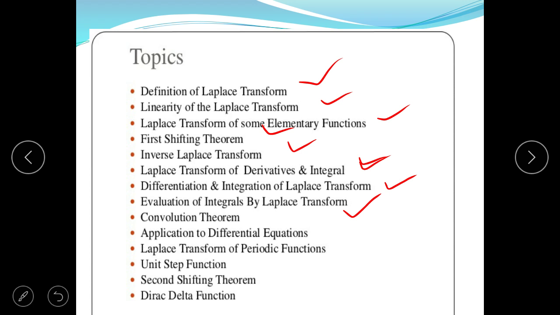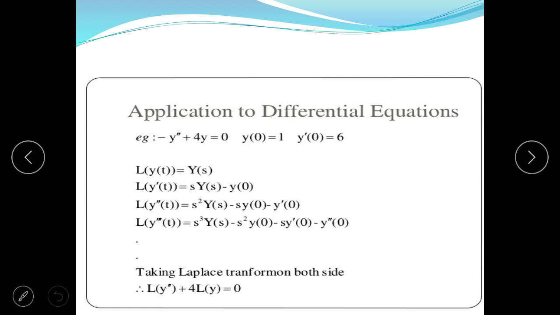Now today we will discuss the application of the Laplace transform for solving differential equations, Laplace transform of some periodic functions, unit step function, second shift theorem, Dirac delta function, and some numericals. So first we take the application of the Laplace transform for the solution of differential equations.